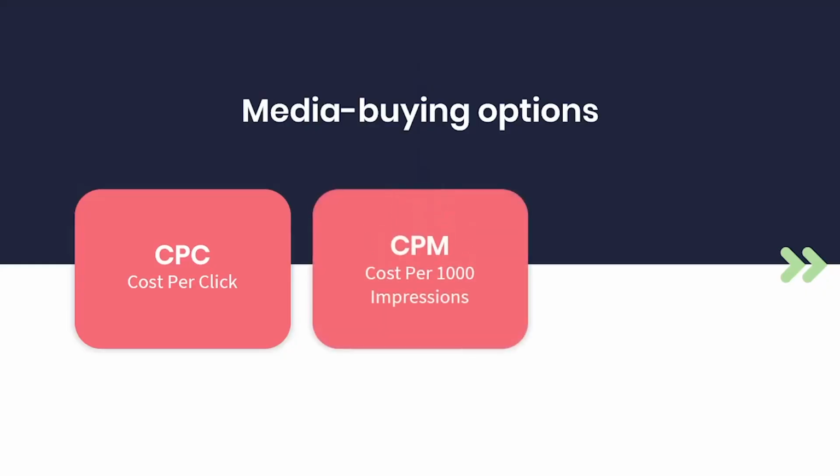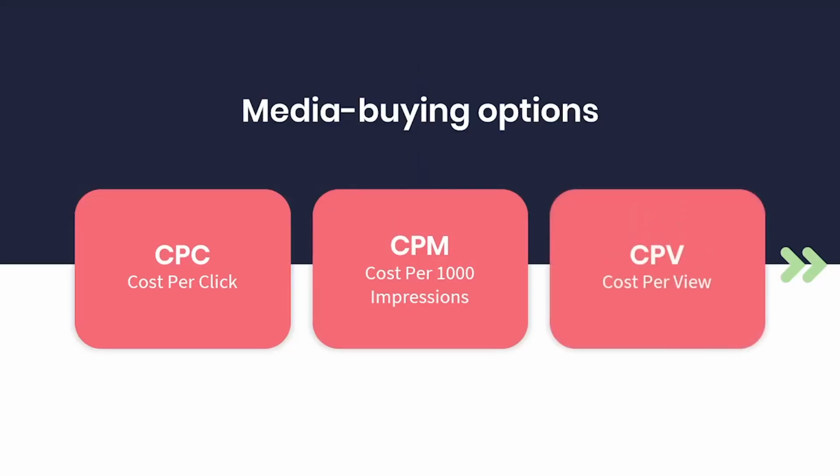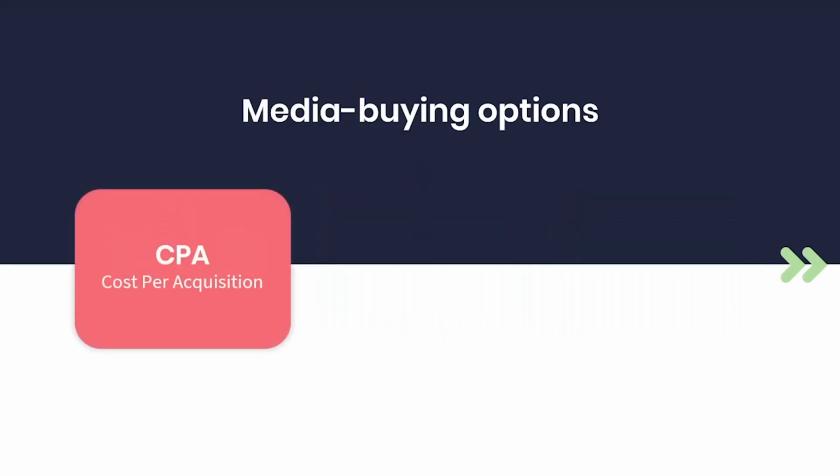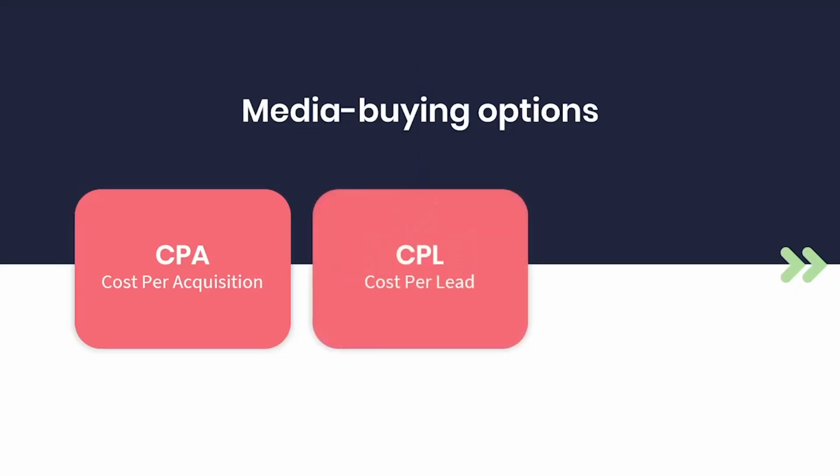Then we have CPM, which stands for cost per mille, and that is cost per 1,000 impressions. Mille is Latin and stands for 1,000. And then we have the CPV, which is cost per view, and this metric specifically applies to videos and video ads. Then we have CPA, which is the cost per acquisition. For example, an acquisition could be a sign up. And then we have CPL, which is the cost per lead. So a fee would be charged every time a user fills in their details in a lead form.